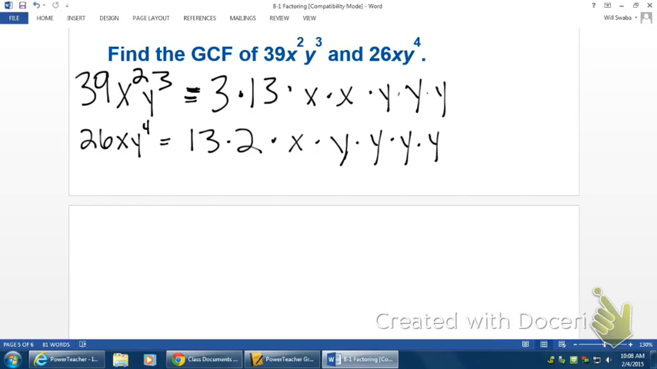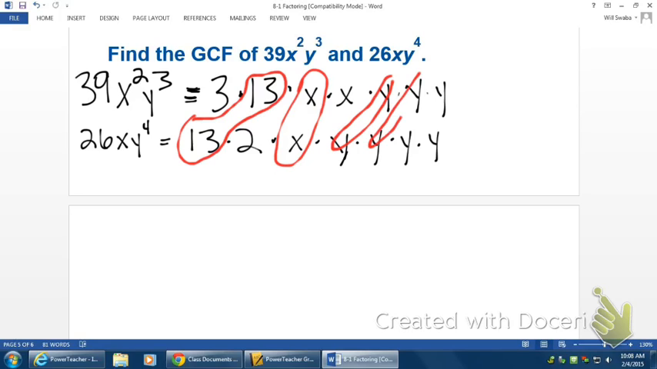Now let's circle, or you can mark out, doesn't matter, our common factors. Well, I have a 13 here and a 13 up top. I have an X and an X. I have a Y and a Y, a Y and a Y, and a Y and a Y.